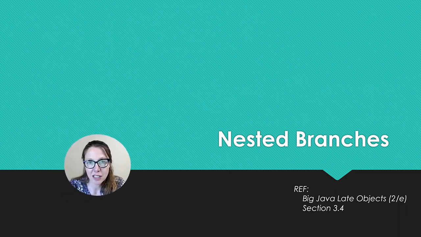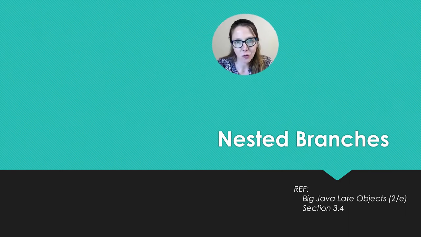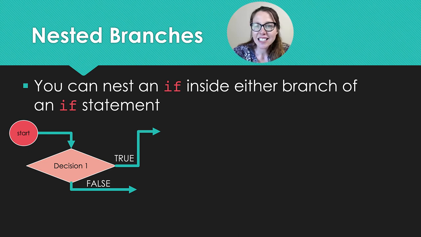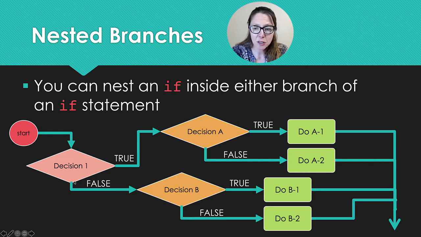So stepping into nested branches, this can get a little bit more interesting. If you're following along in the book, we're at Big Java Late Objects, section 3.4. You can nest an if statement inside of either branch of an if statement. So we start into a decision and it can be true or false. And stepping out of that, we can make more decisions. Following the true branch, we could make another decision, decision A. If that condition is true, we'll do A1. If false, we'll do A2 and then carry on with the rest of the program. On the false branch, we could also have made another set of decisions. So decision B can be true or false, and we'll have different pathways from that depending on that output.